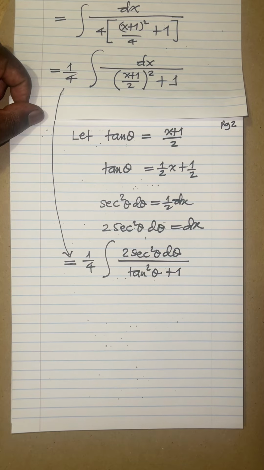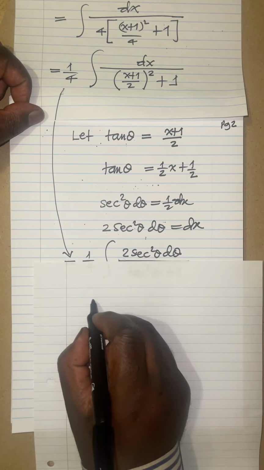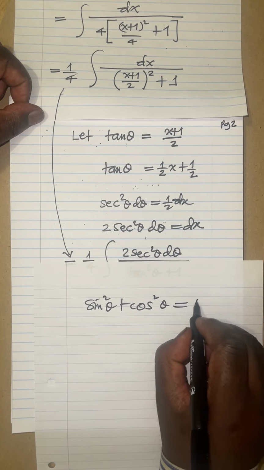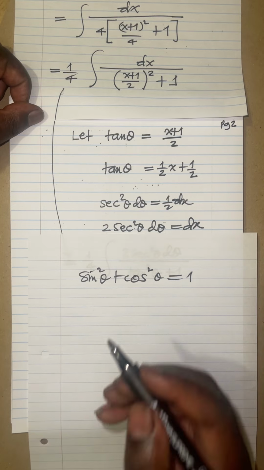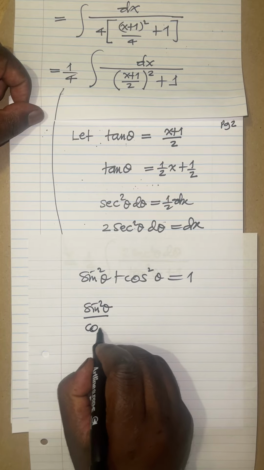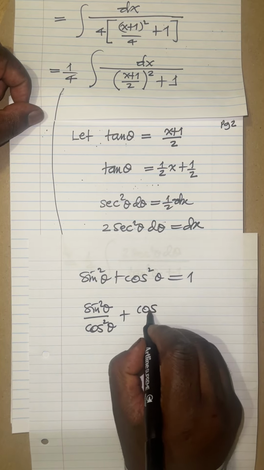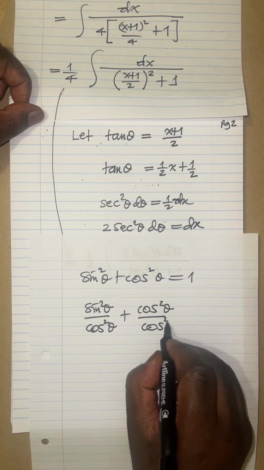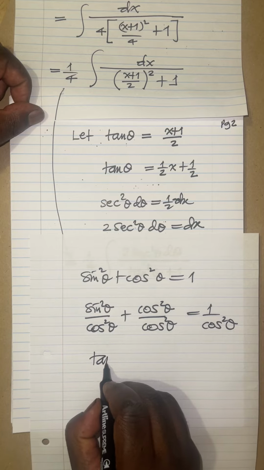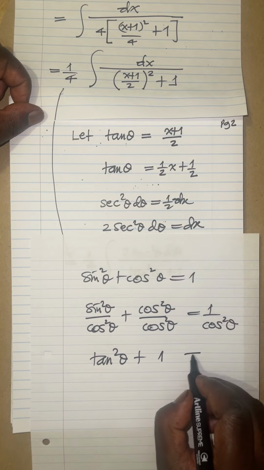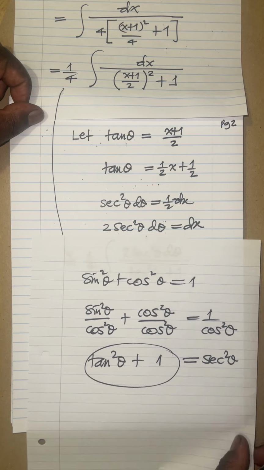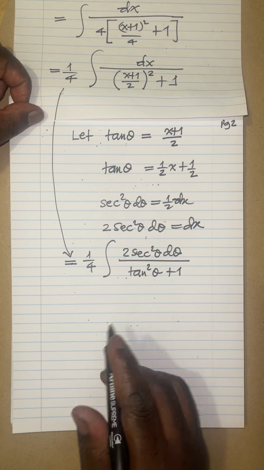Now, if you remember, in the previous video I spoke about this, that we have sine squared theta plus cos squared theta. The answer is always 1. And if you divide throughout by cos squared theta, assuming cos squared theta is not equal to 0, you're going to have sine squared theta all over cos squared theta plus cos squared theta all over cos squared theta equals 1 all over cos squared theta. This is tan squared theta plus this is 1. What do we have here? Sec squared theta. So sec squared theta is actually equal to this. So that expression there, in the denominator must be replaced by sec squared theta.